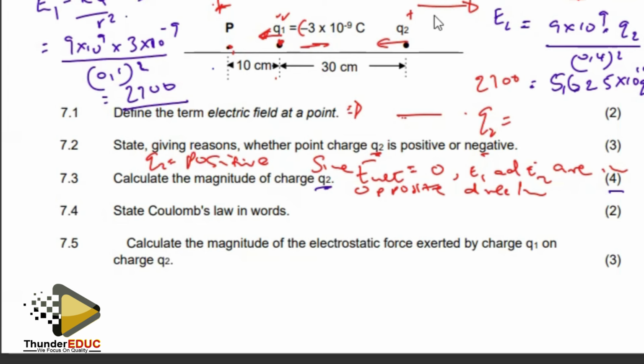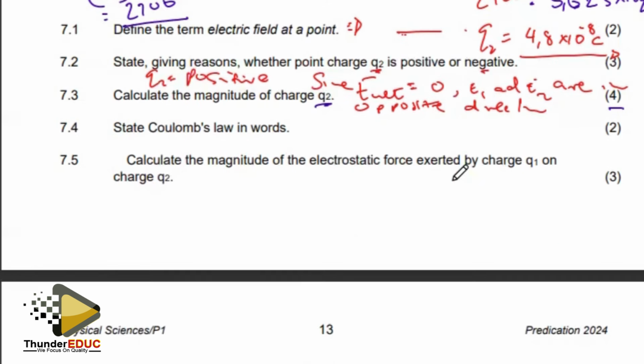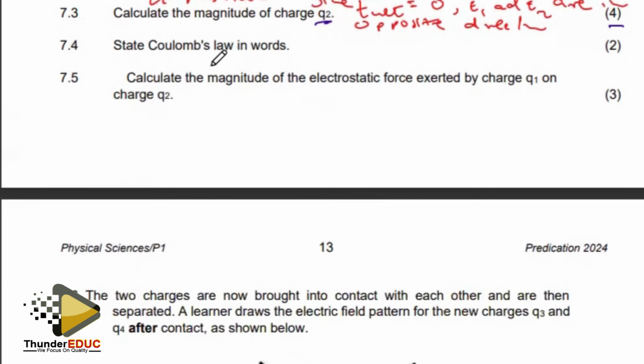Getting a weird answer. It's very weird. It's 4.8 times 10 to the power of 1, 2, 3, 4, 5, 6, 7, 8. Yes, it's negative 8 coulombs. Okay, or you can just give it to us as 480 microcoulombs. Yes, perfect. All right, then 7.4, state Coulomb's law in words.